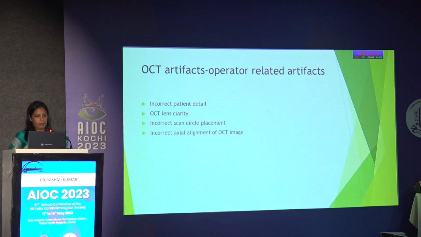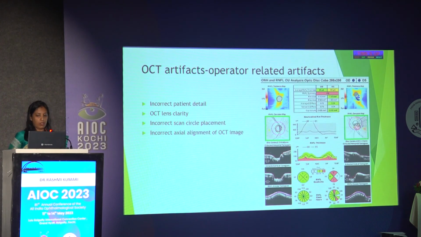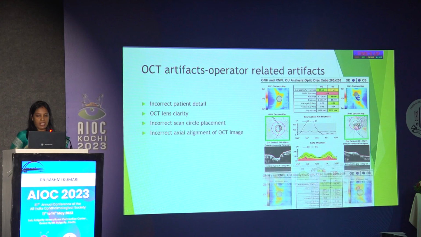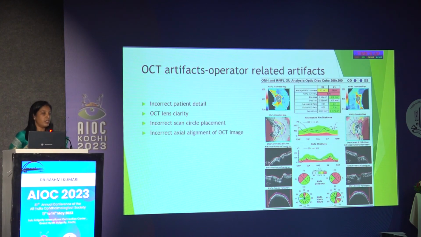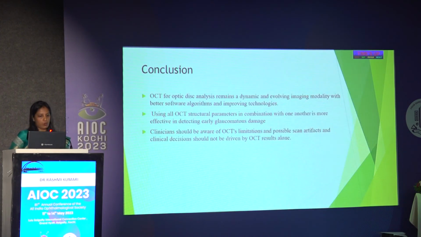There can be operator-related artifacts when the patient data was not fed properly, the OCT lens was not cleaned, the OCT scan circle was not properly placed as you can see in the left eye of this patient, and when the scan was repeated, the scan was absolutely normal. An incorrect axial alignment of the OCT image, which results when the area of focus is not within the frame. The patient's head or chin rest is not properly placed. So these minute points need to be taken care of while interpreting the reports.